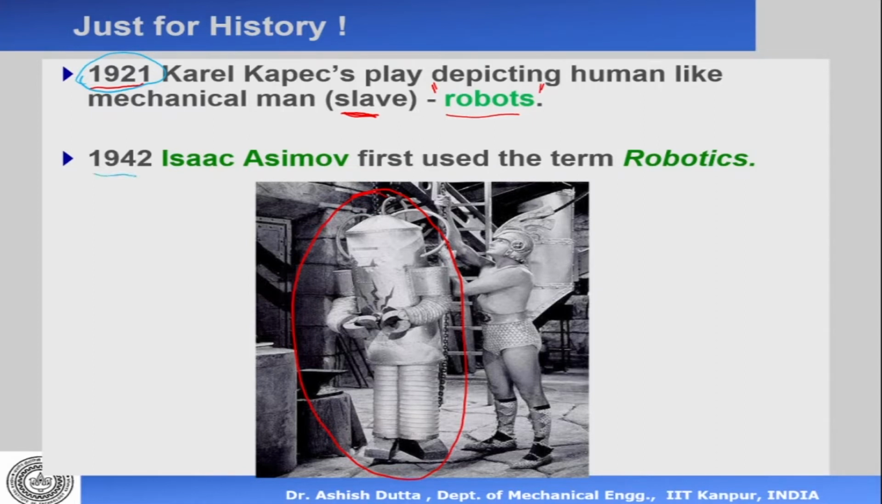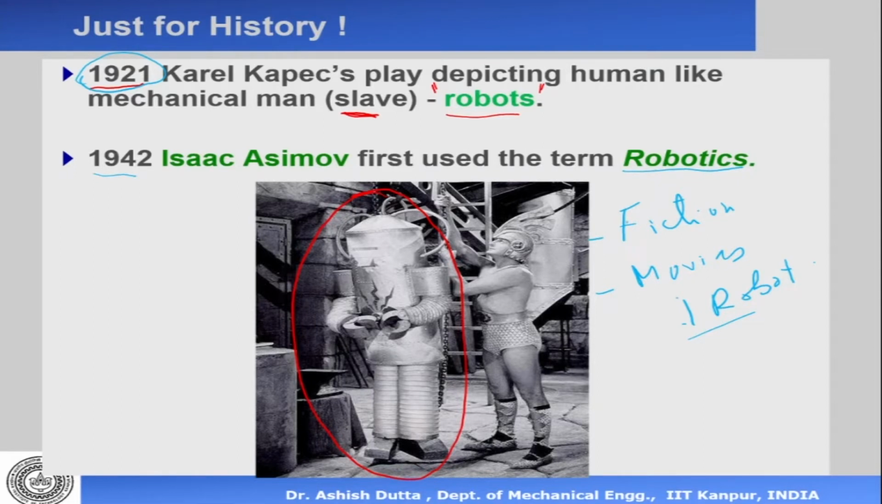Now 1942, Isaac Asimov first used the word robotics, where he said that in future there will be a subject called robotics. He also laid down the 3 laws of robotics, and then he wrote a lot of science fiction books which are very interesting. There are movies today, for example, I, Robot. I don't know how many of you have seen that. He has written about what life would be like even 200 years from then. And very interestingly, a lot of that is coming true.